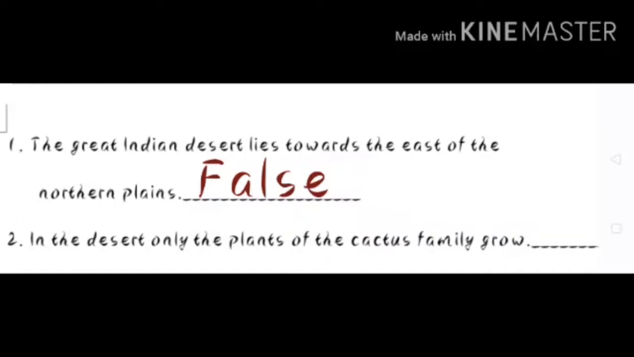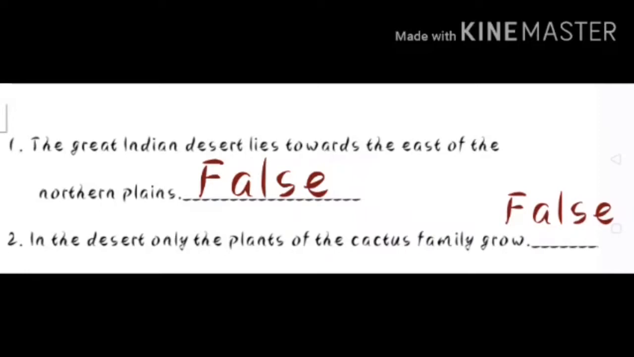Second, in the desert, only the plants of the cactus family grow. The answer is false. Date palm, gigger, and barbul trees and grasses grow in these areas. So, in the desert, only the plants of the cactus family grow.